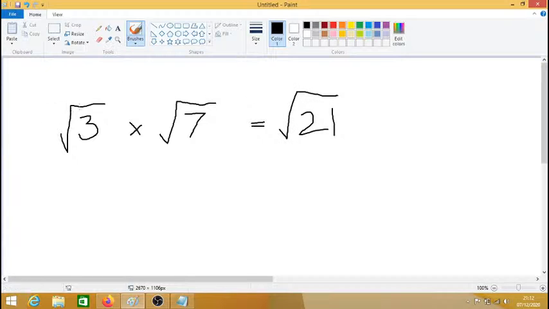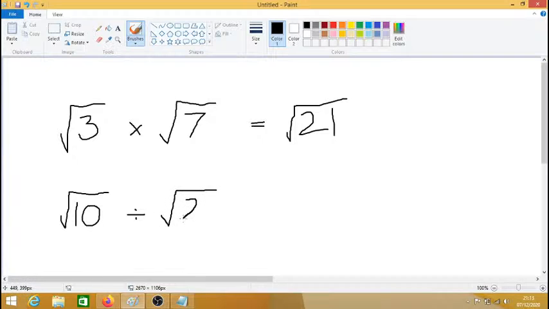So that's how you simplify a surd times another surd. And you can do divide in the same way. So if I had the square root of 10, let me just draw that again. So if I have the square root of 10 divided by, and typically you'll see it as a fraction, I'll just use the divide line for now, the square root of 10 divided by the square root of 2.